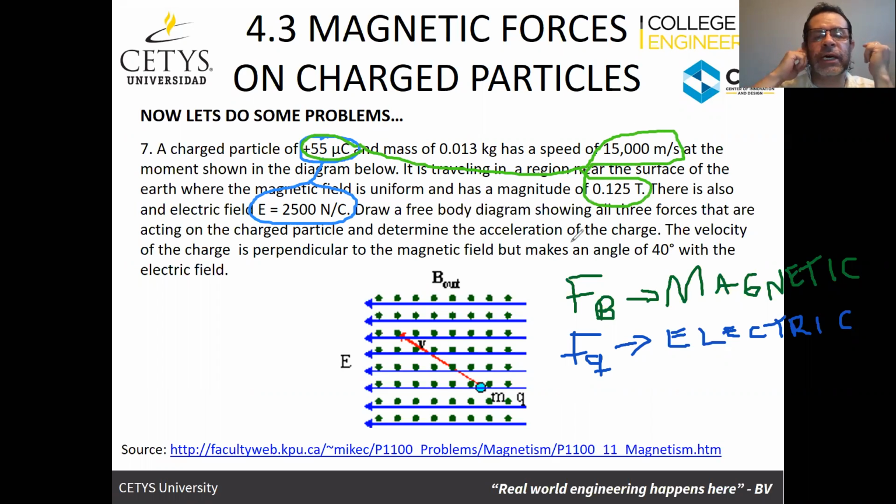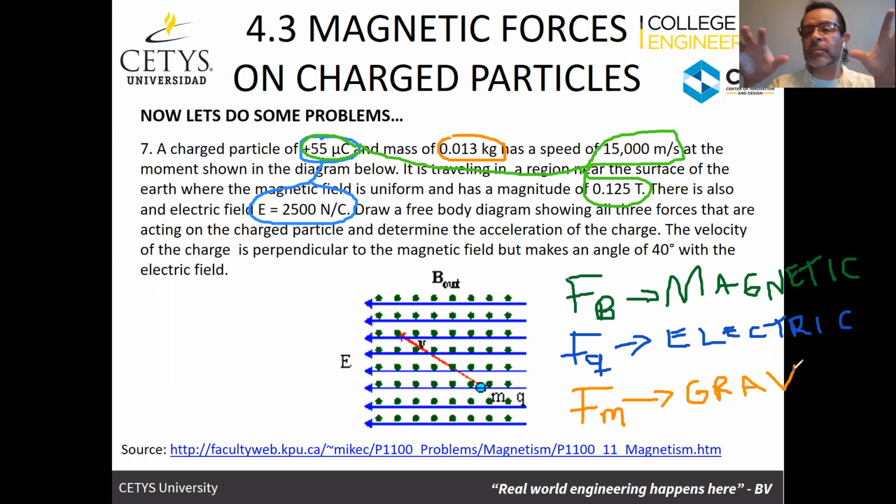What's the third force that's acting there? Is it gravity? It's gravity, correct. We are considering that the charge has a weight. So I'm going to call this Fm, mass. There is gravitational. Just going to write it as grav. So there's three forces acting on the particle in different directions, and we want to know the resultant effect of all of these forces on the charge.